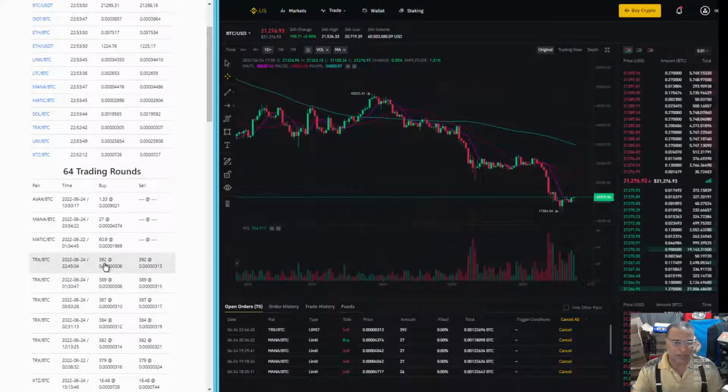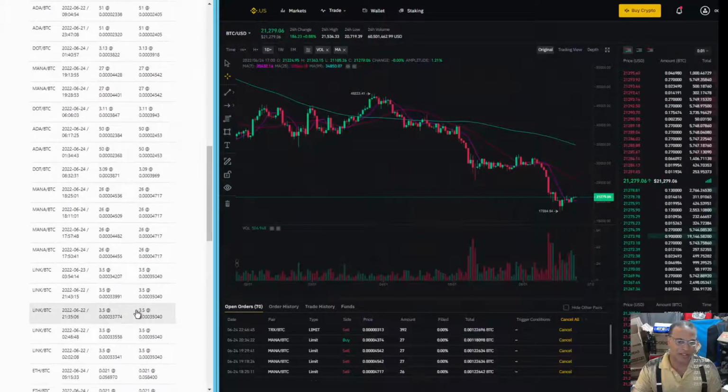Well, if you look here, I'm buying 392 Tron at this price and selling 392 at so-and-so price. And the reason I'm doing that is because I don't want to increase my Tron stash. I'm trying to increase my Bitcoin stash, and I'm just using Tron as a means of doing that.